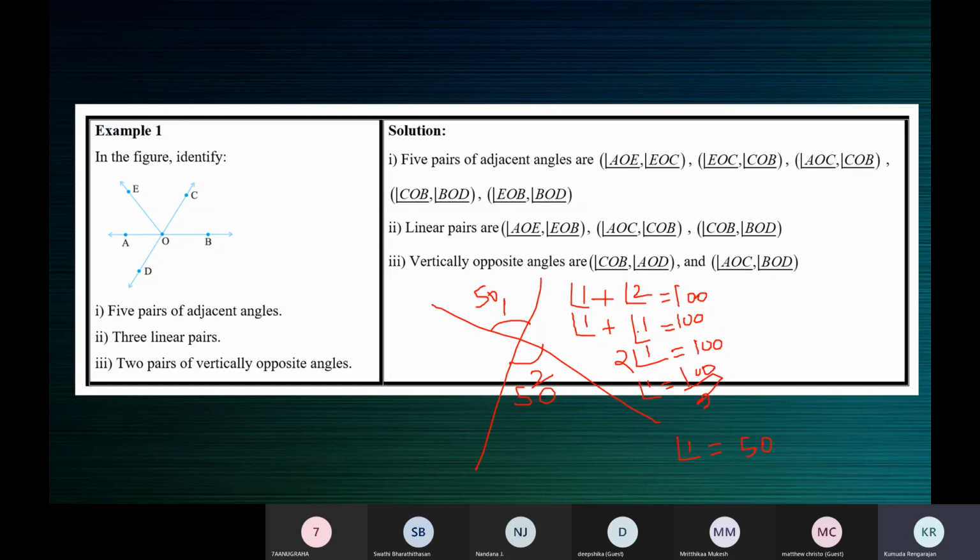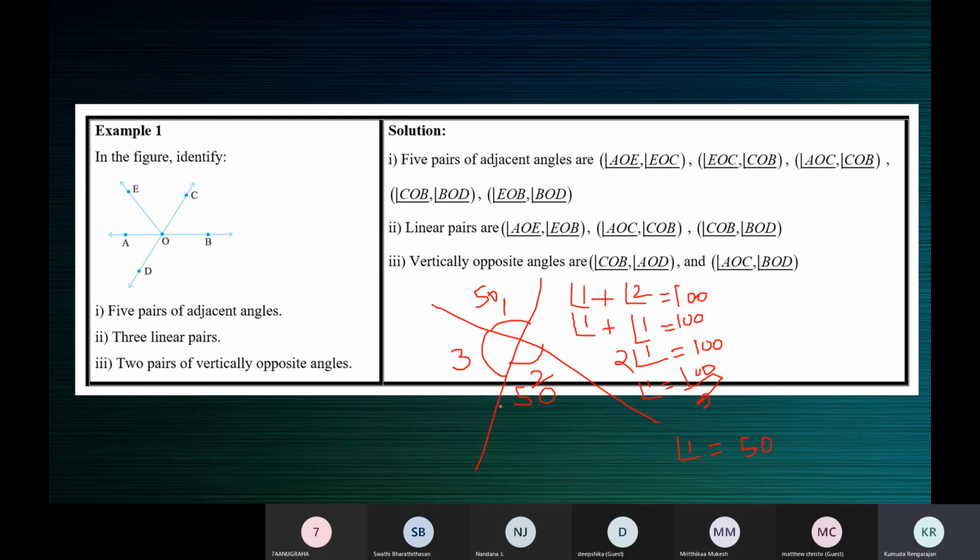Angle 1 plus angle 1 is equal to 100. Angle 1 plus angle 1 is twice angle 1, like x plus x is 2x. So twice angle 1 is equal to 100, so angle 1 will be 100 by 2. So angle 1 is 50. If angle 1 is 50, angle 2 is also 50, because they are equal.